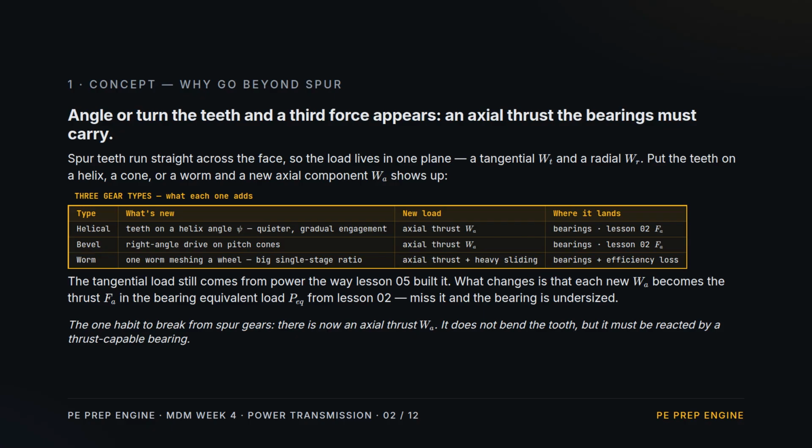In every case, the tangential load still comes from power, just like Lesson 5, but the new axial force becomes the thrust term in the bearing equivalent load from Lesson 2. Miss it, and the bearing is undersized.